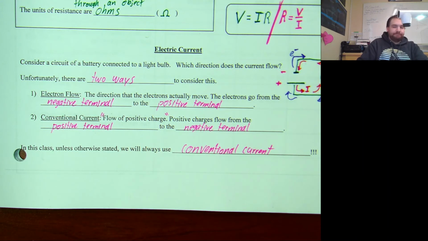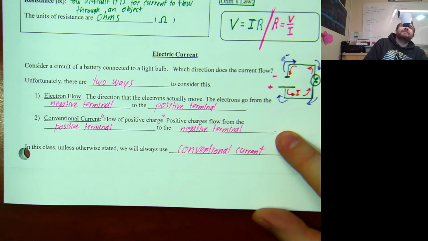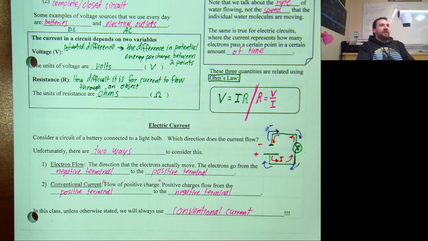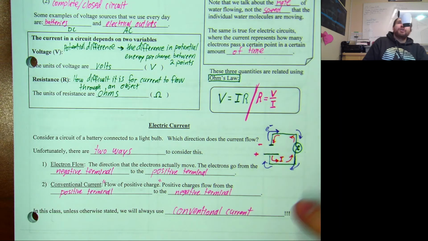Cool. I'm going to stop here. 20 minutes left. There is no homework out of this stuff. This introduction here is everything that most of you should have gotten out of Science 9, and only one of you did.